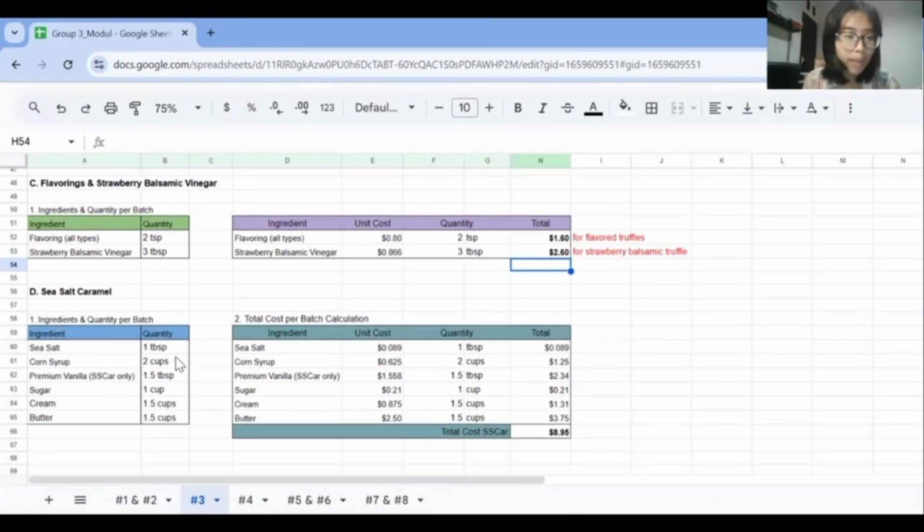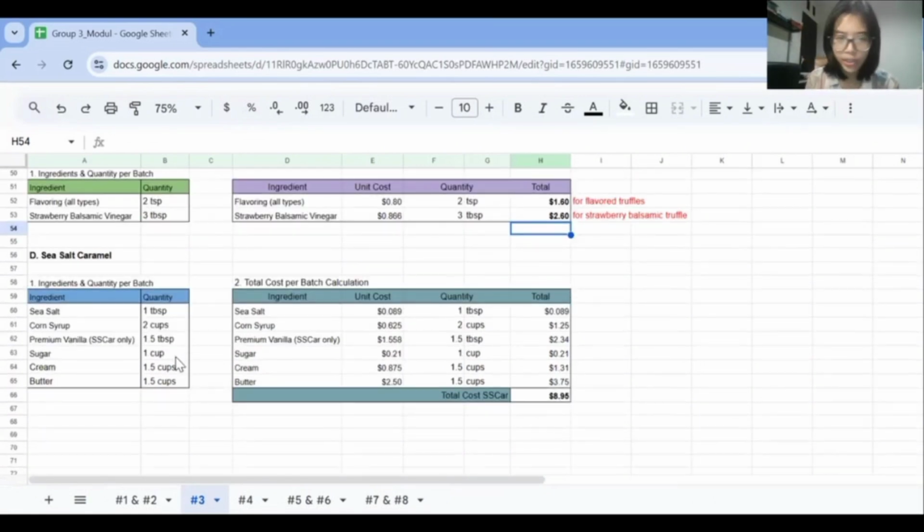The last is sea salt caramel. It is quite a lot, but the theory is still the same. How to total it, so you get the total cost for the sea salt caramel. First, you need to know the recipe, the ingredients, and the quantity per batch, and then you substitute in the total cost per batch calculation. We identify the unit cost: for sea salt it is this much, for the corn syrup this much, for premium vanilla this much, for sugar, cream, and butter this much, like that. We know the quantity also. We need to substitute it all, so we need to multiply it, times this, and times this. All easy.